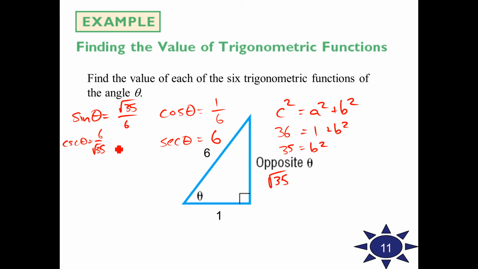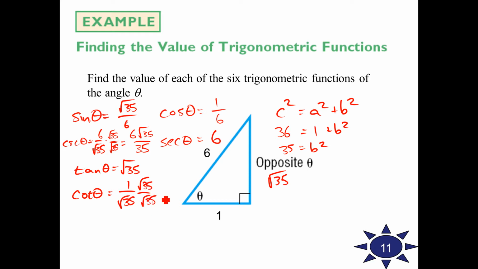Now you can't leave square roots in the denominator, so we're going to multiply top and bottom by root 35 and get 6 root 35 over 35. And lastly, for our tangent and cotangent, tangent theta is opposite over adjacent, so root 35 over 1, or just root 35. Cotangent will be the flip of that, which is 1 over root 35. Got to clean that up, rationalize your denominator, and you'll get root 35 over 35. All right, try problem 11.